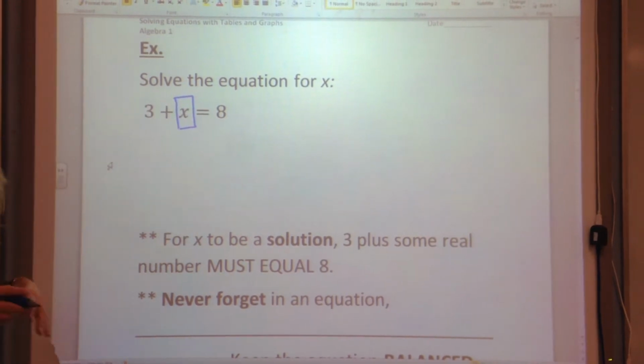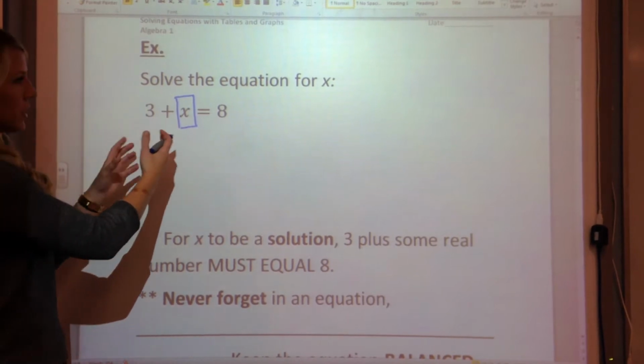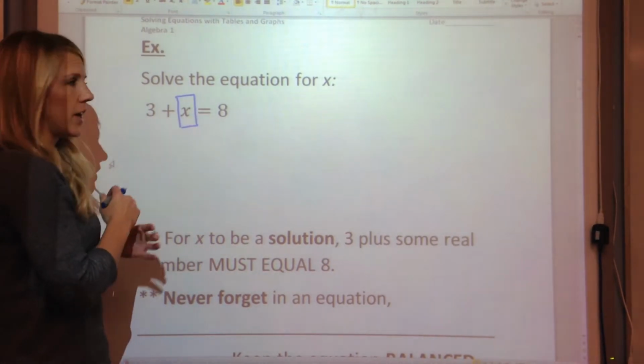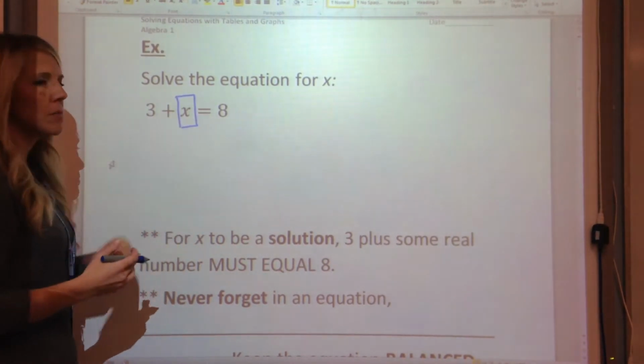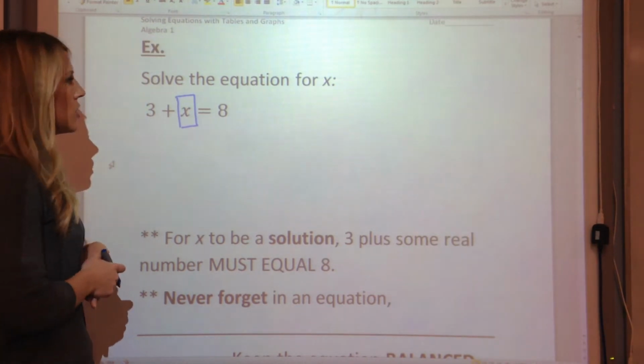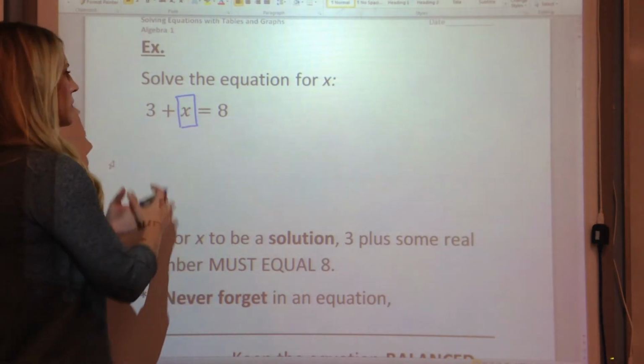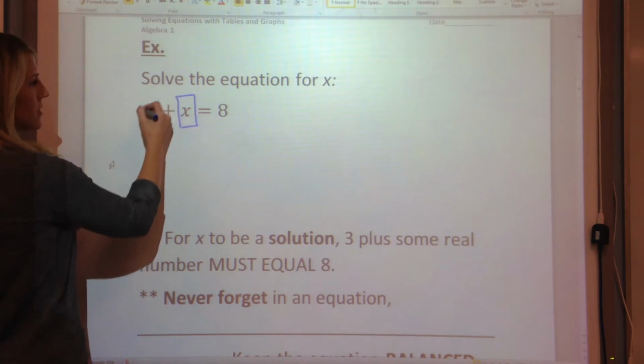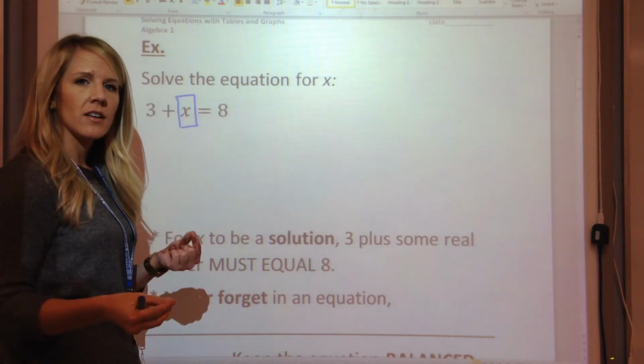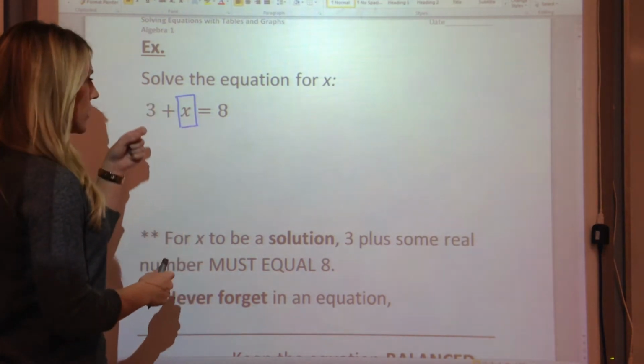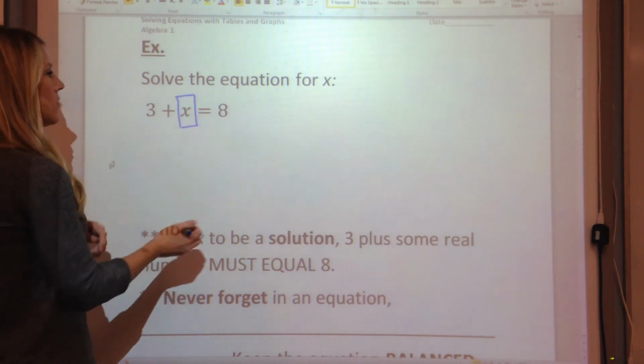So we want to get x by itself, so what can we do? We're saying 3 plus x, or we're adding 3 to x, equals 8. So 3 plus some number is going to equal 8. So how do I isolate or get x by itself? Because I'm adding 3, I want to make this 0. We know 0 plus x is just x. So if I can make this 0, I get x by itself.